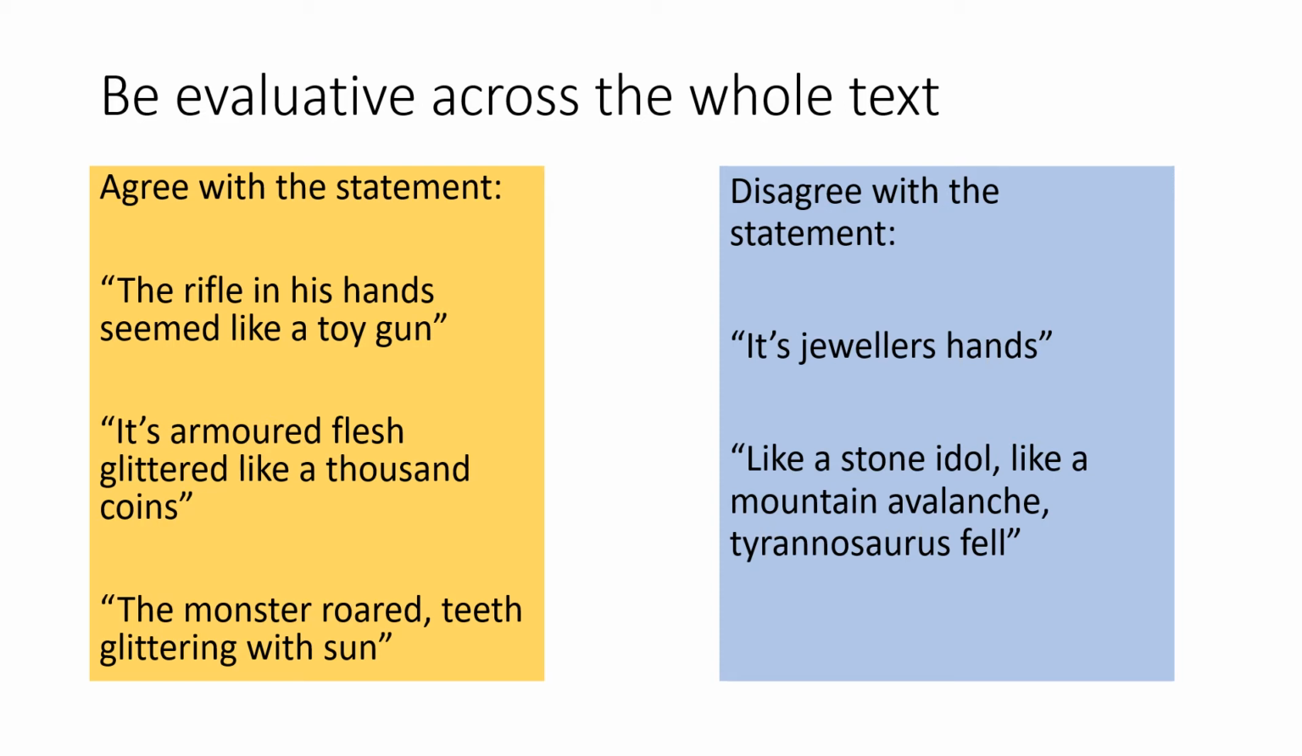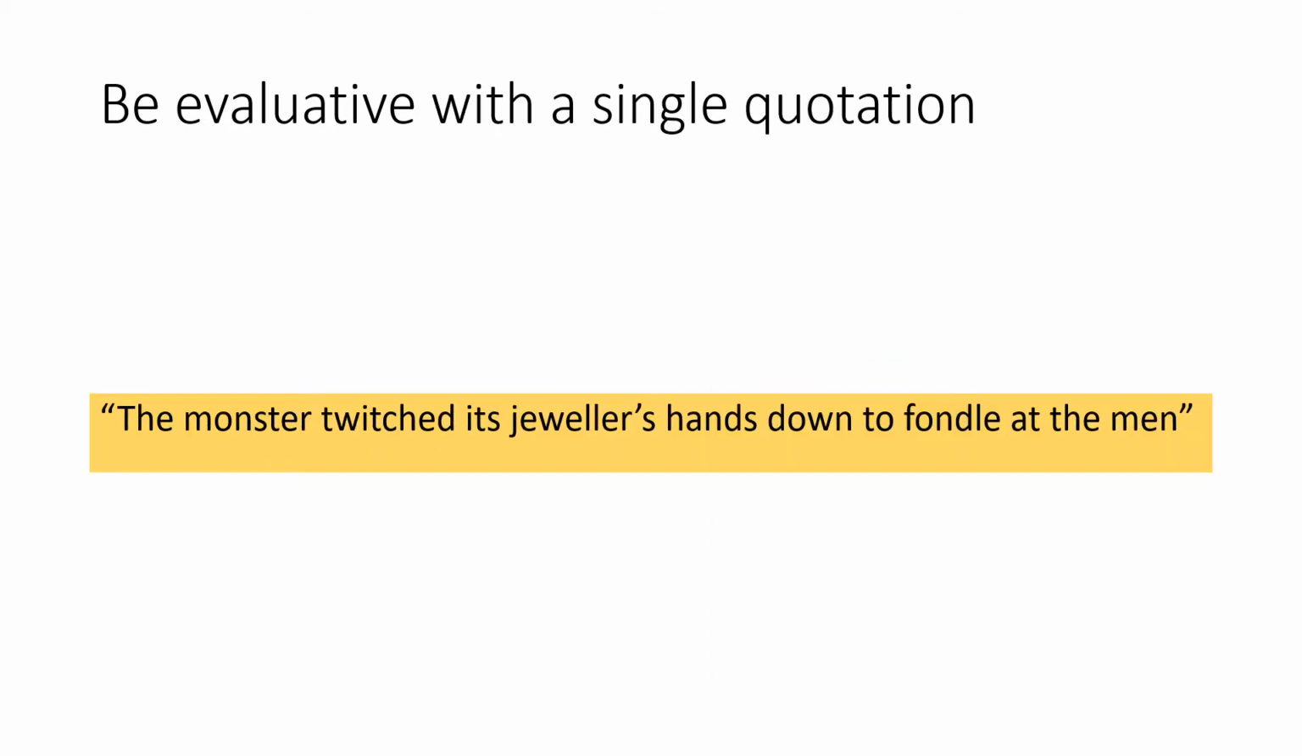Like a stone idol, like a mountain avalanche, the Tyrannosaurus fell, which suggests to us that the beast is fallible and can be defeated. And so that might sit on the other side of the argument. But you can also be evaluative with a single quotation. So take one piece of evidence and look at the different interpretations of it.